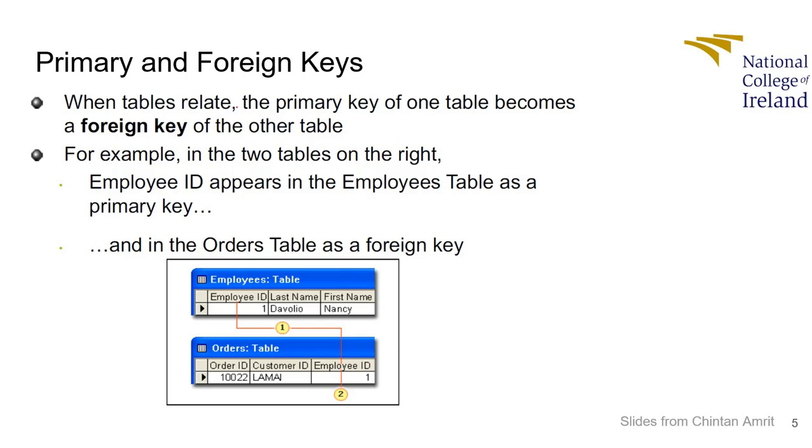We talked a little bit about primary keys and foreign keys last week. When tables relate, the primary key of one table becomes a foreign key of the other table. So, for example, here employee ID appears in the employee table as a primary key, but in the orders table, it is a foreign key.